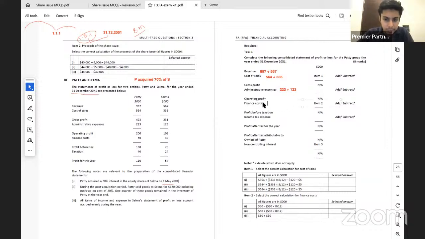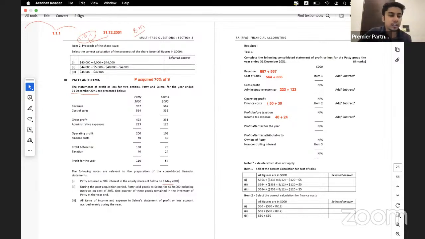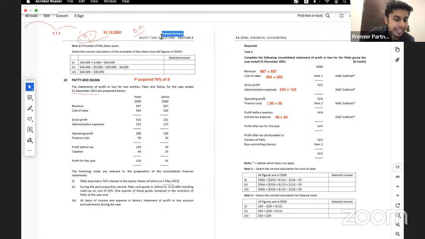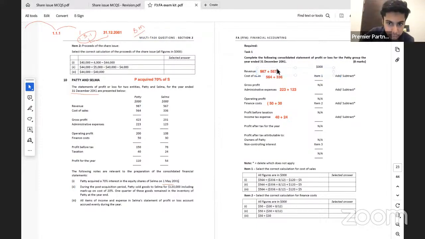Finance cost will be 50 plus 30. Profit before taxation, no need. Income tax expense, start marking that one: 40 plus 24. Profit after tax is not needed. Owner's profit is not needed. But listen carefully. Unlike the earlier question, this is not a full year subsidiary. This is an 8-month subsidiary. So for subsidiary values, you should mark 8/12.